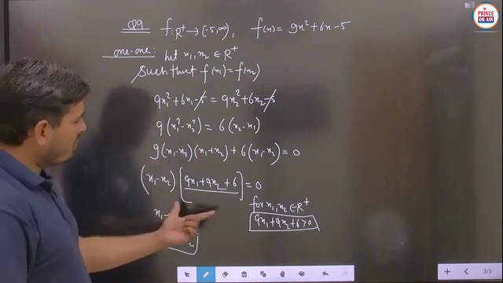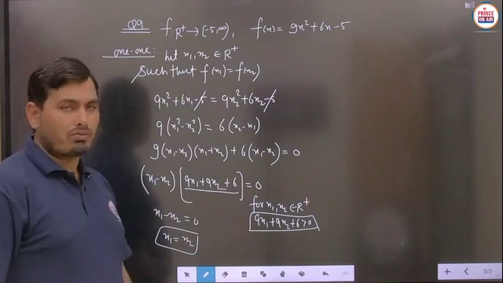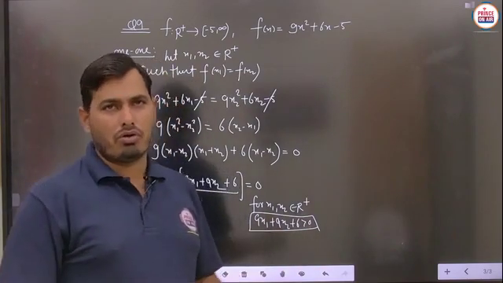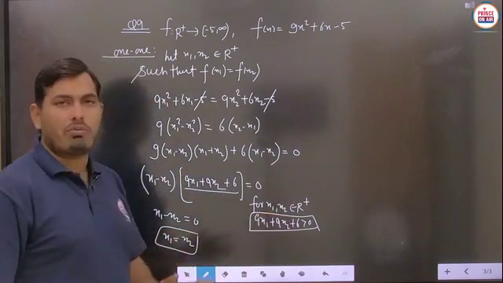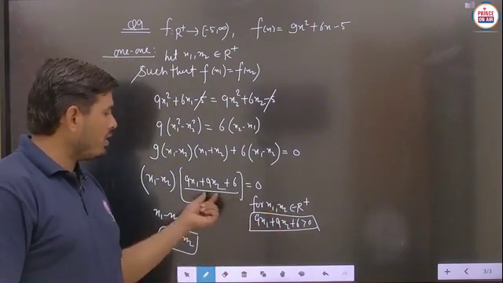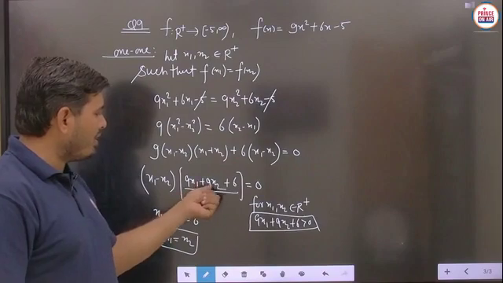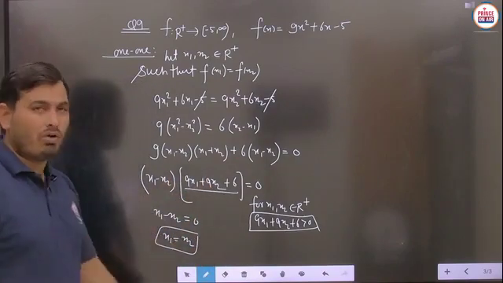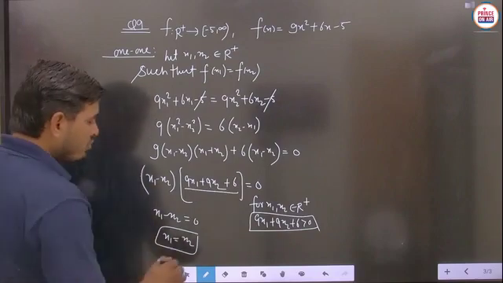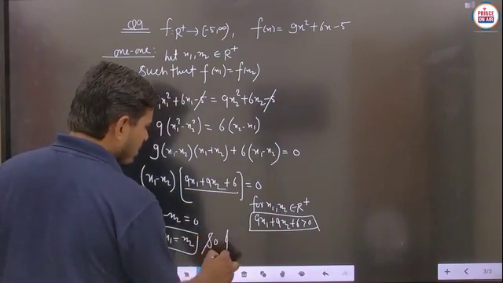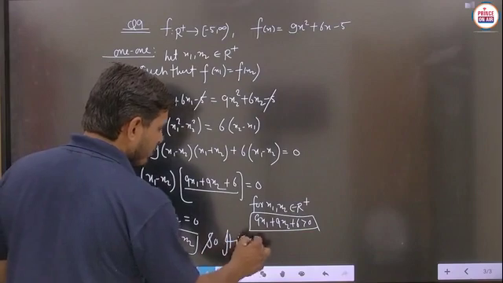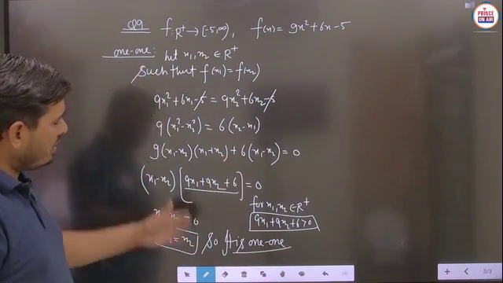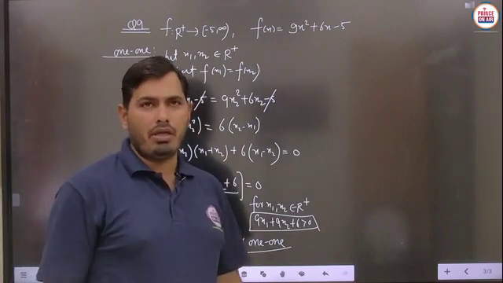So before declaring x1 equals x2, we have to calculate whether the answer of this part will be 0 or not. Students, for x1, x2 belonging to the positive real numbers, this expression will never be 0. So you can say that x1 will always be equal to x2, and so it is one-one. So you can easily prove that the given function is one-one.